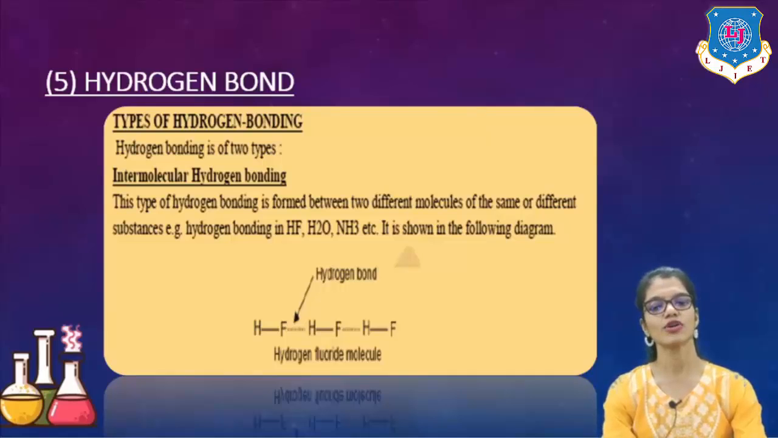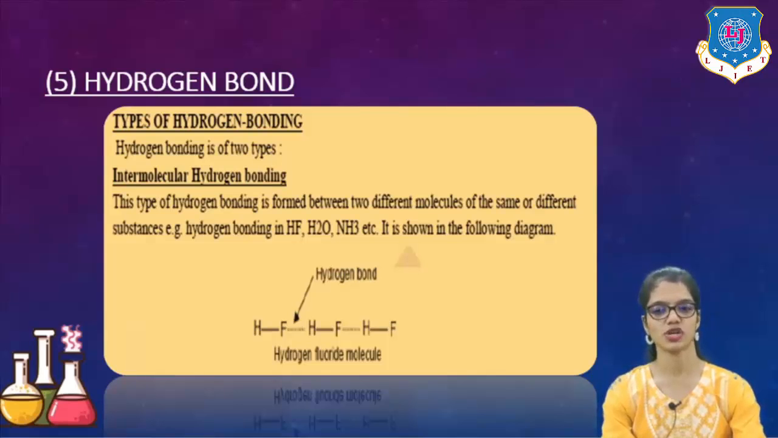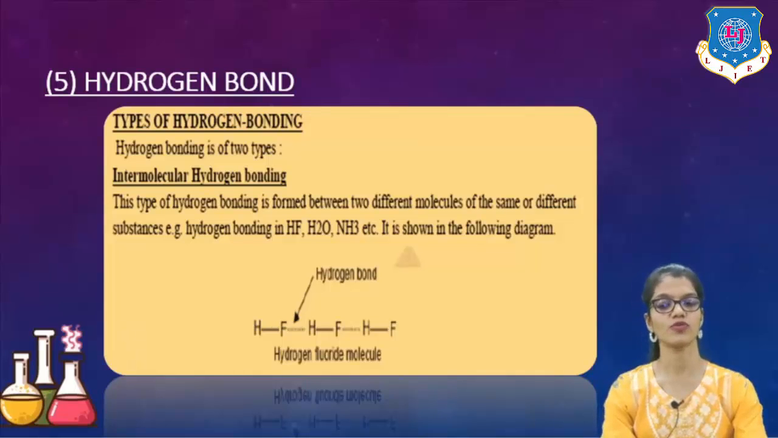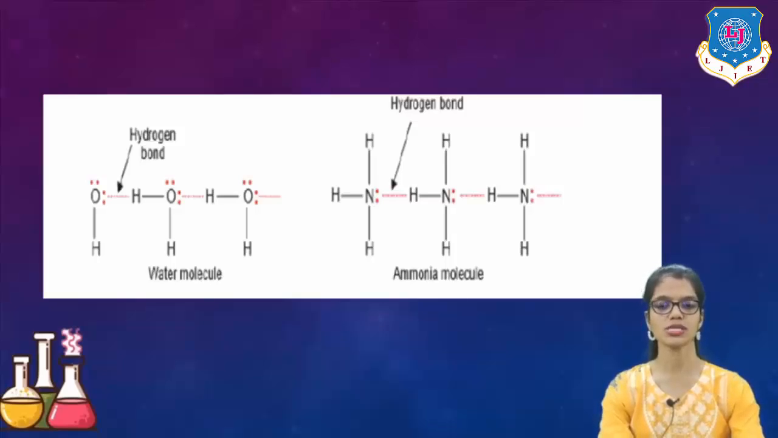Intermolecular forms between two different molecules. It generally forms because of the slightly positive and slightly negative charges. As you can see in the image, we have HF. One bond will be formed between H and F, while another bond will be formed between F of one molecule and H of another molecule. So both of them combine with each other, right?